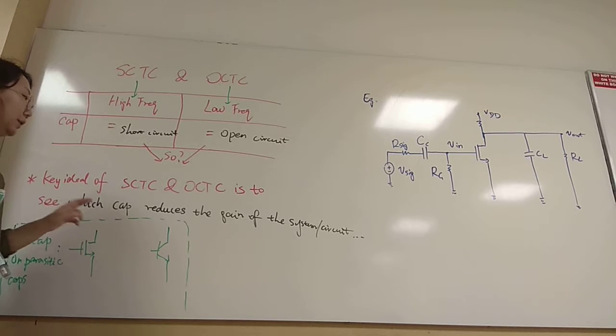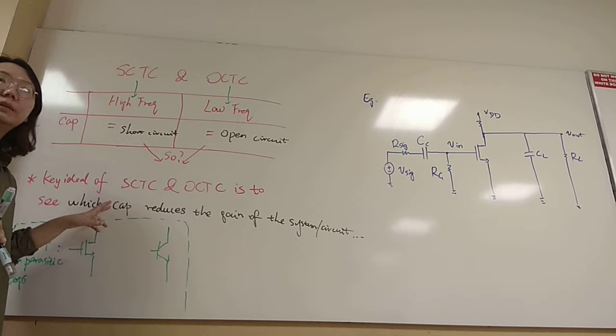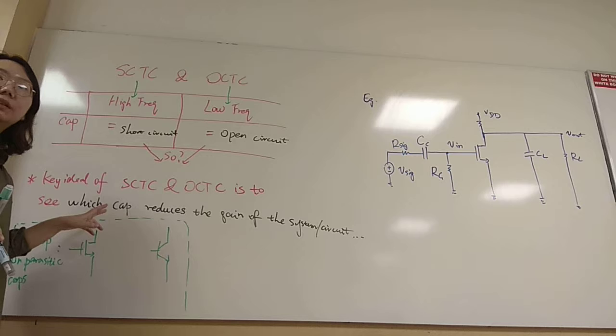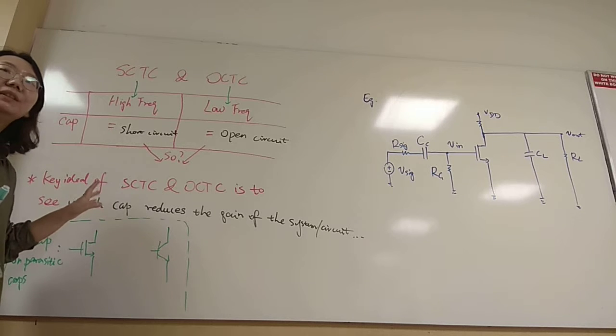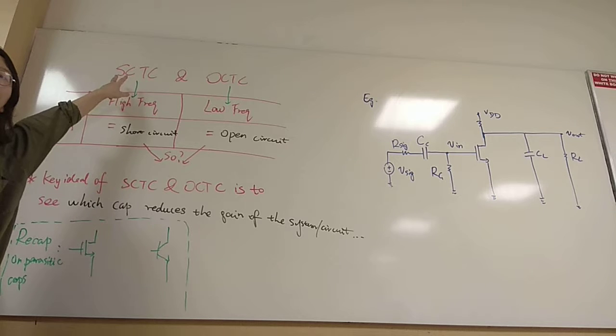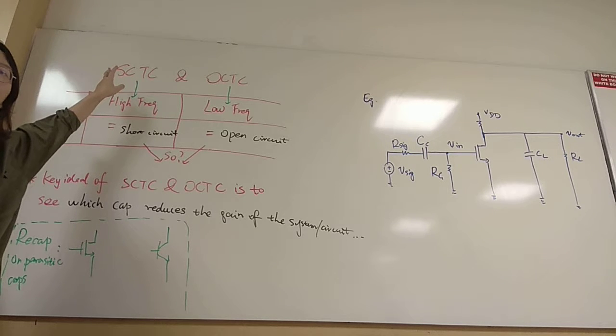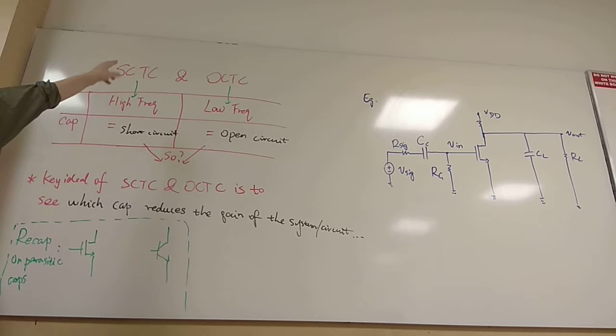Why do we only care about all these capacitors which reduce my gain? More gain is better, right? No. What's the purpose of these two methods? These two methods are to help us to find what? Troublemakers.